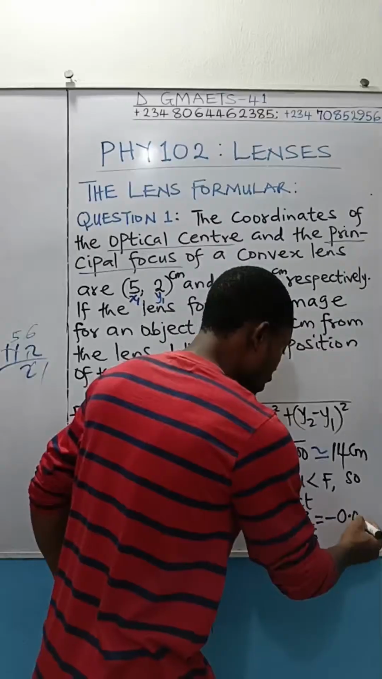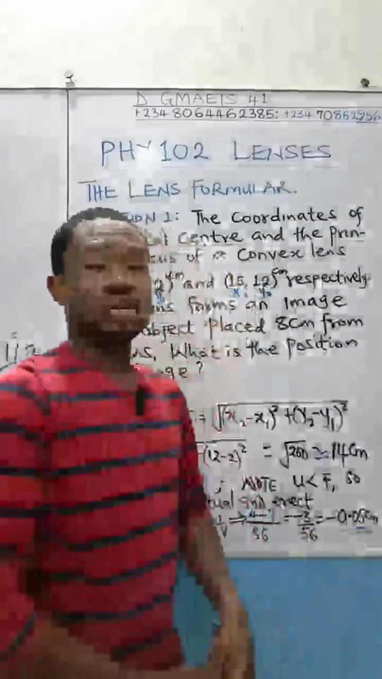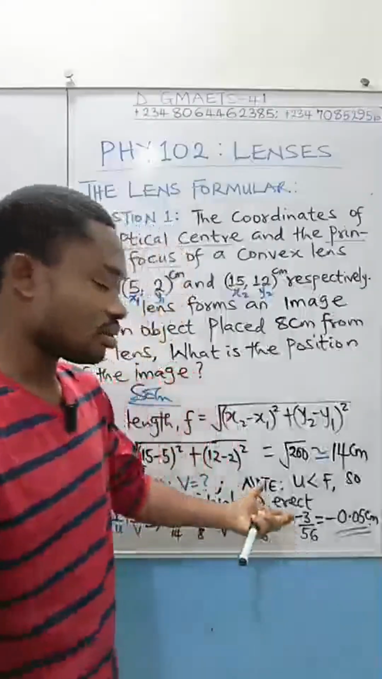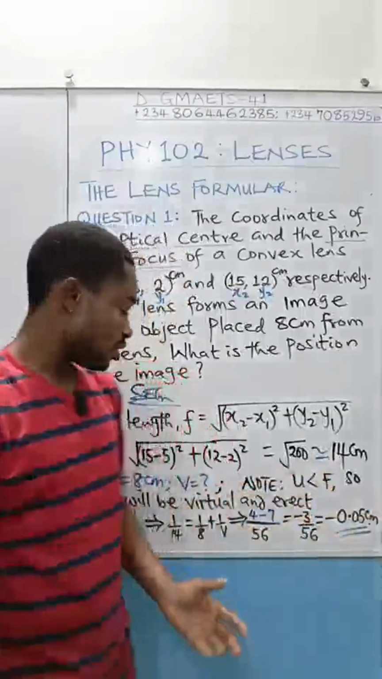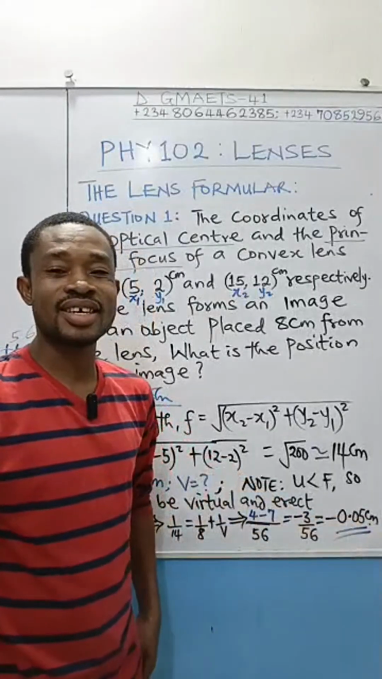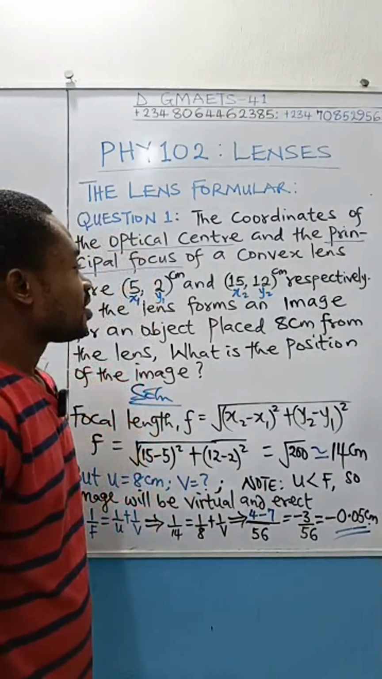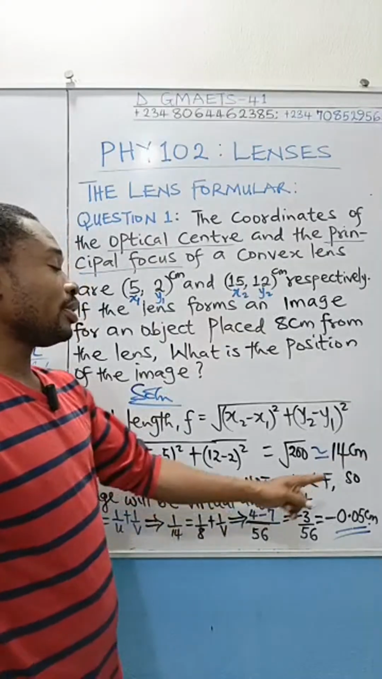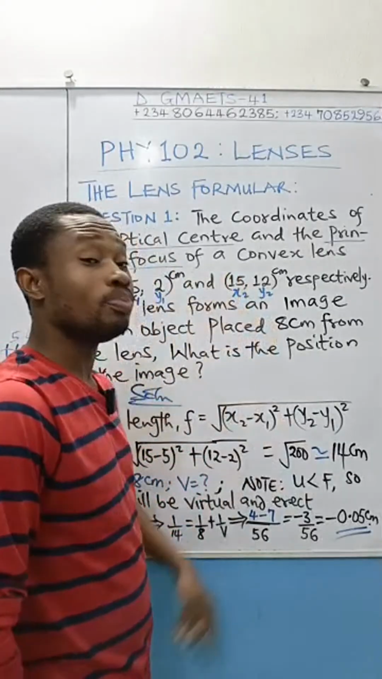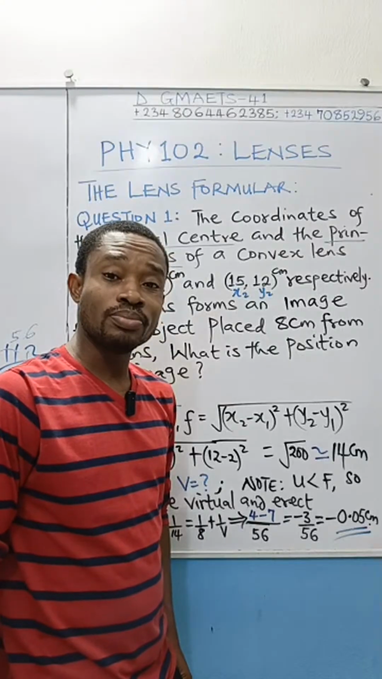Minus 0.05 centimeter. This is the image position. So you observe how that minus came up naturally on its own. Look at it. The minus came up naturally from the solution. So the image position here is going to be 0.05 centimeter. And it is going to be on the same side as the object. It is going to be on the same side as the what? Object.